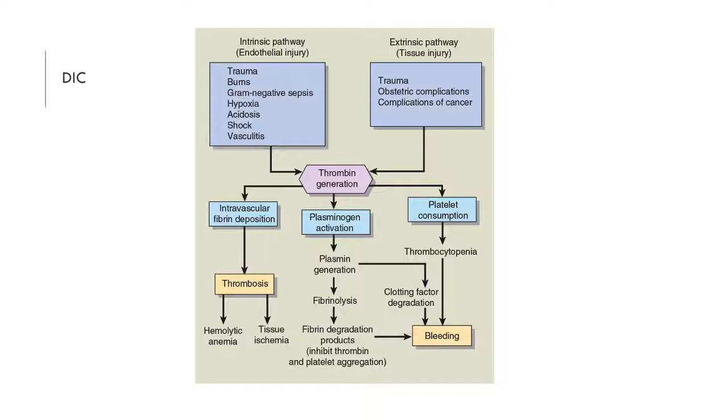Often we'll give cryoprecipitate, because cryoprecipitate has fibrinogen in it. Some people believe that giving heparin may help to decrease the blood coagulation, but that is an extremely controversial treatment because there's so many other aspects to this disease process.